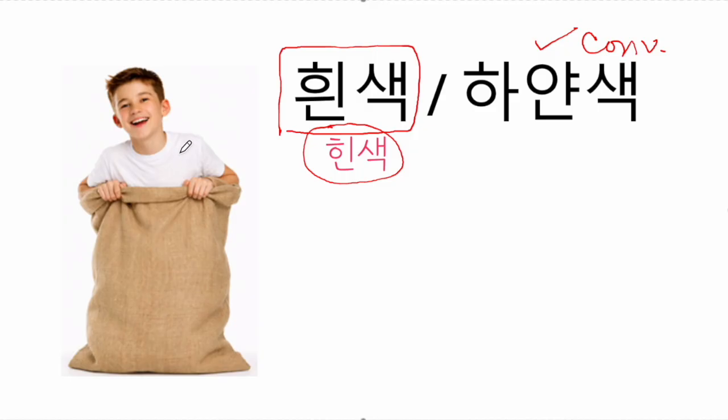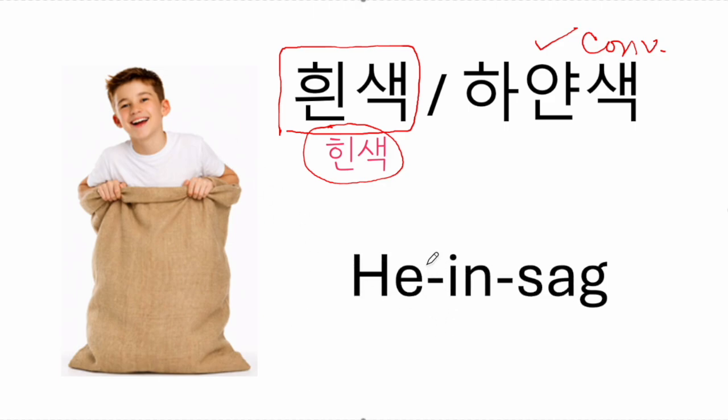흰, okay, I'm not being racist at all, okay? He's a white boy, right? White boy, right? So remember that. He is, well, "is" is missing, but anyway, so "is" is implied. He is in a sack. 흰색. So try to remember this white boy in a sack. Okay, so 흰색.